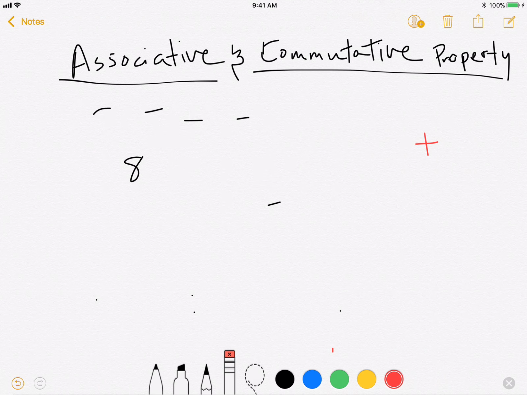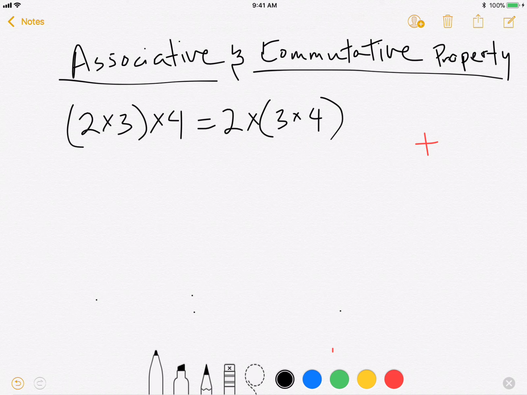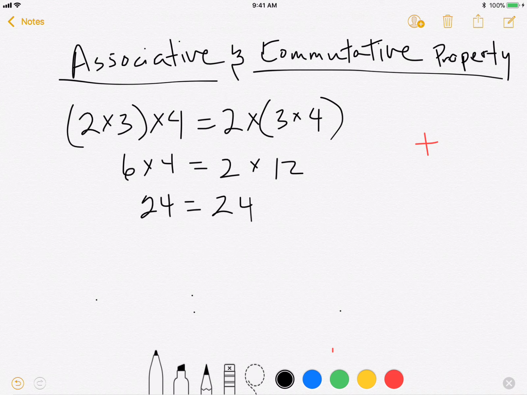So we know addition works. I'm leaving that little guy over there. Let's test this guy. We've got 2 times 3 in parentheses times 4. So you're going to write that down. 2 times 3 times 4. Okay, well 2 times 3 is 6 times 4. And then 3 times 4 is 12. All right, so now we've got 6 times 4 is 24. And 2 times 12 is 24. Aha! The associative property works for multiplication as well.